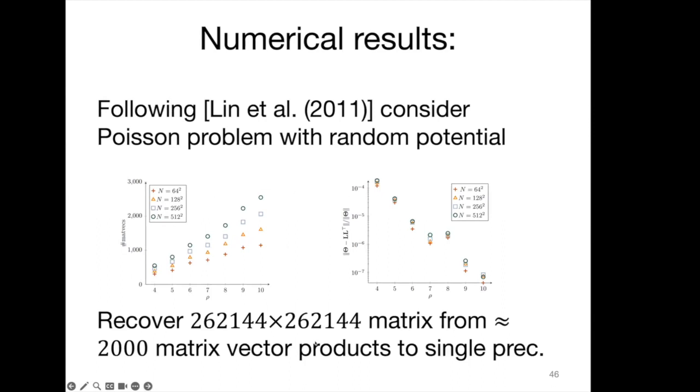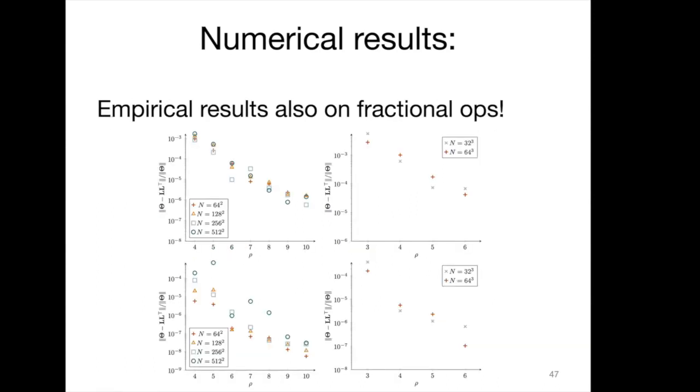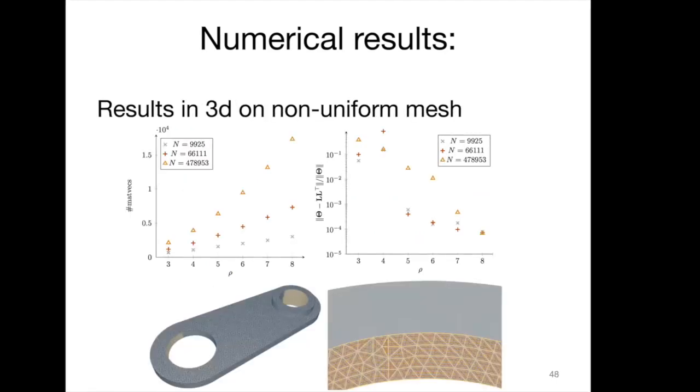And just to give some quantitative ideas, for a 260,000 by 260,000 problem, so a 260,000 size problem, we need maybe around 2,000 matrix vector products to recover it to single precision. And again, somewhat surprisingly, these results hold true also for fractional operators without much of a change. We also have some results for applying this to less structured settings, like, for instance, the finite element mesh of this canonical mechanical part from whatever finite element library I found.